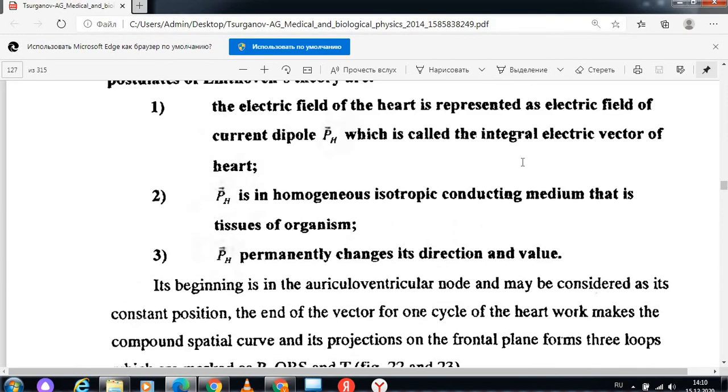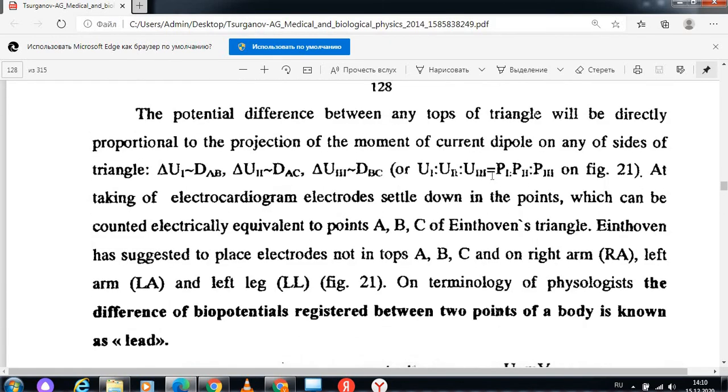Don't forget that we have the integral electric vector of the heart. So we have 3 projections of the integral electric vector of the heart here, and we have the ratios of the potential difference between these points or any tops of the triangle. They are directly proportional to these projections of the moment of the current dipole on any of the sides of the triangle, or the integral dipole of the heart, P1, P2 and P3.